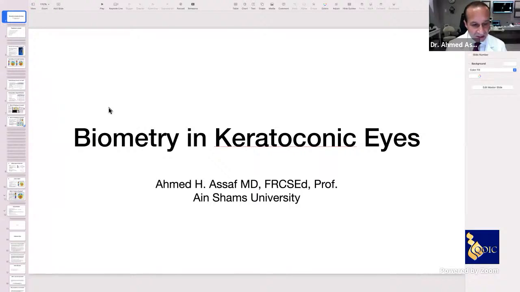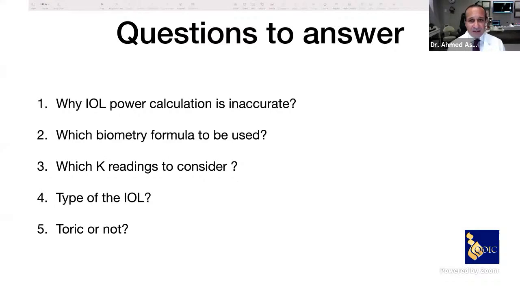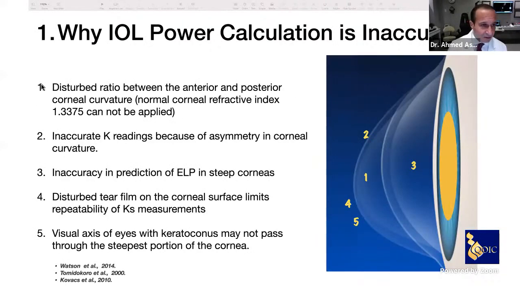I'm charged here to talk to you about biometry in keratoconic eyes. To cut it short, I'm going to answer 5 questions. First question: why is IOL power calculation inaccurate in keratoconic eyes? The second question: which biometric formula should be used? Third: which K readings should we consider in keratoconus? Fourth: what type of IOL should we consider in cases of keratoconus? And finally, whether we can implant toric lenses or not in keratoconic eyes.